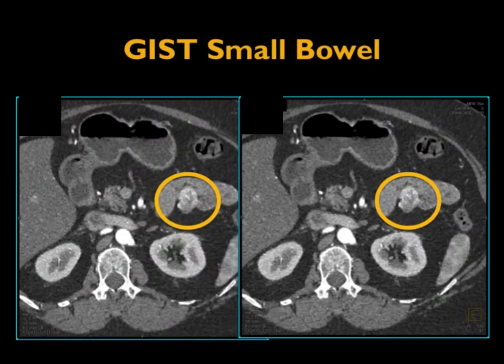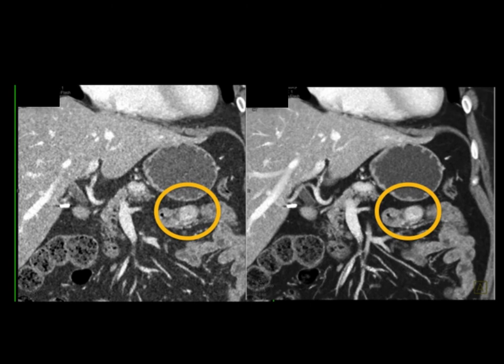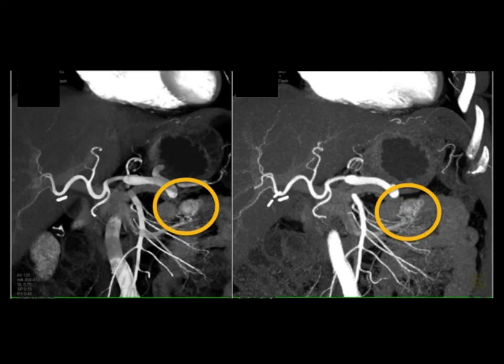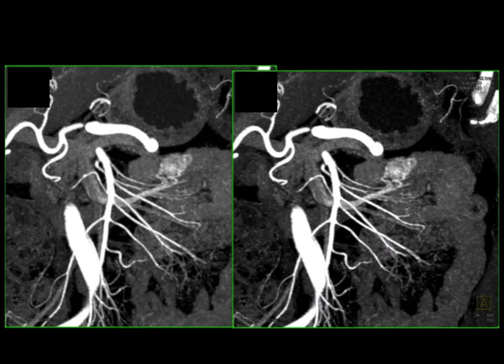Or this example here, where it's in the wall, being exophytic in part, vascular, almost the same exact location as the prior study. And here it is really nicely shown on the 3D rendering with volume rendering and MIP imaging. And you can see very nicely the feeding vessels on the MIP. A very nice example of a GIST tumor of the jejunum.